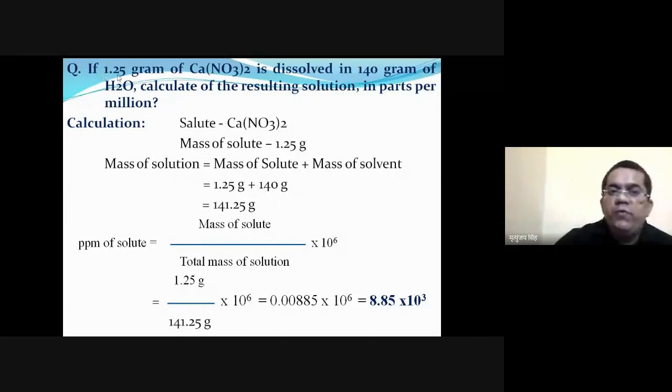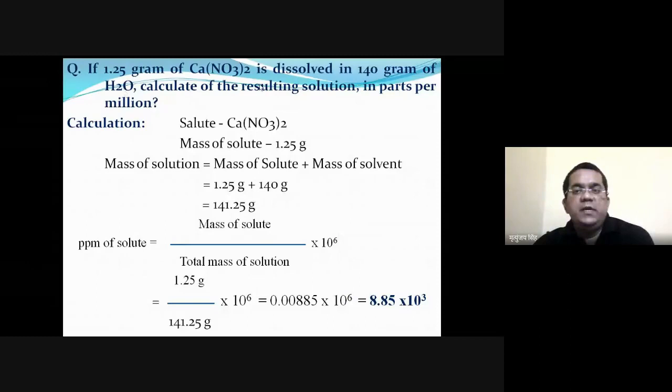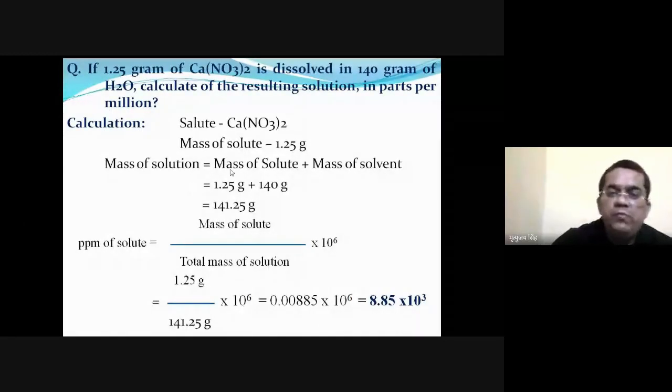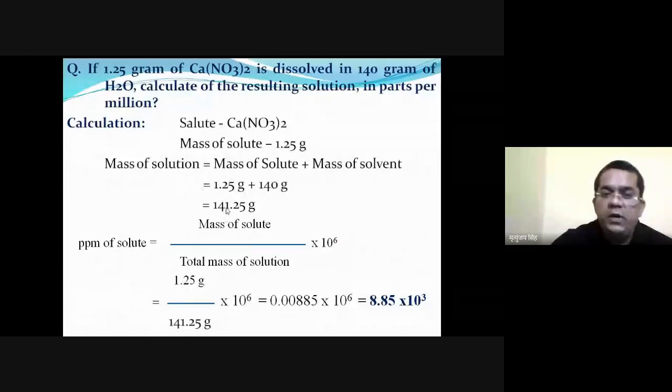If 1.25 gram of calcium nitrate is dissolved in 140 gram of H2O, calculate the resulting solution in parts per million. For calculation, solute is given, which is calcium nitrate. Mass of solute is given, which is 1.25 gram. Mass of solution is equal to mass of solute plus mass of solvent. Mass of solute is 1.25 gram and mass of solvent, which is H2O, is 140 gram. Adding this, you get the mass of solution, which is 141.25 gram.